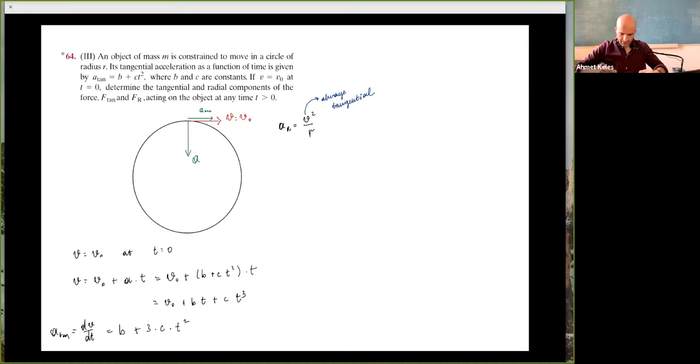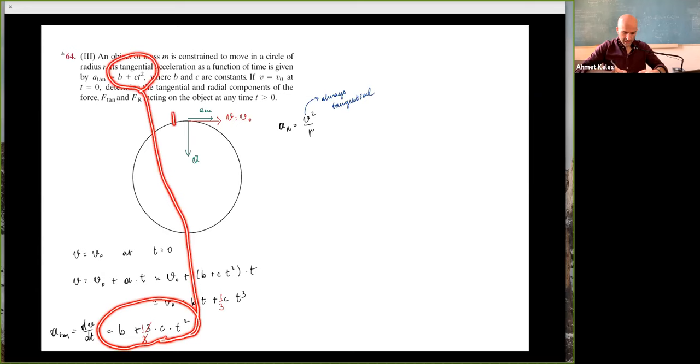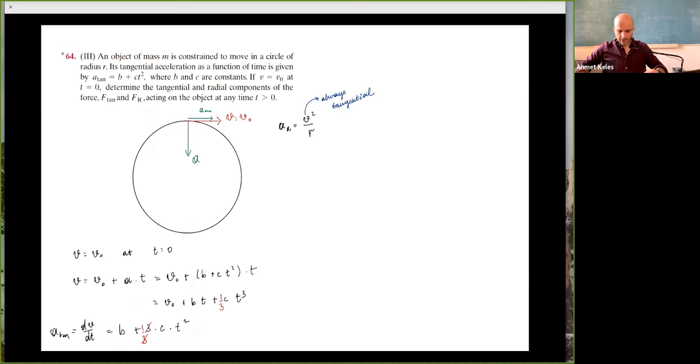And here, maybe I can use a red color. If I had initially 1/3 here, I would have 1/3 here. This 3 would cancel with this 3, and I would be in good shape. Now this is b plus c t squared, and this is b plus c t squared, and that just checks, okay? So you don't need to know some integral, blah, blah. If you just look at things and do things your way, you can get the right result. Now, do we all agree? Any problems here?